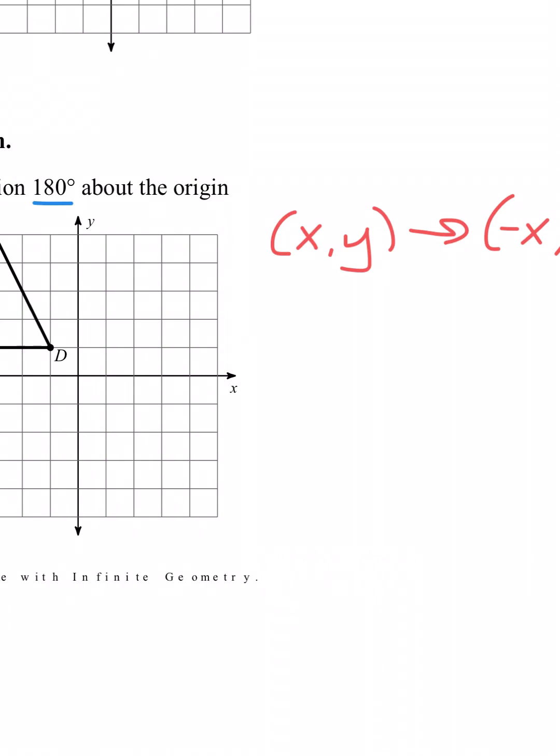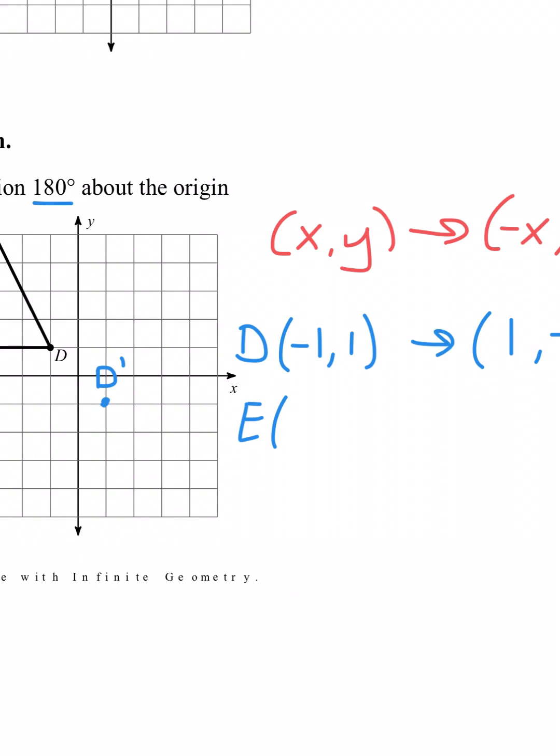Yep. So, what do I need to do next? Find the coordinates. What are the coordinates to D? Negative 1, 1. Now it wants the opposite of both of those. What's the opposite of negative 1? 1. What's the opposite of 1? Negative 1. And then go graph it. And again, what do you label them? Prime. What are the coordinates to E? Negative 3, 5. What's the opposite of negative 3? 3. What's the opposite of 5? Negative 5.